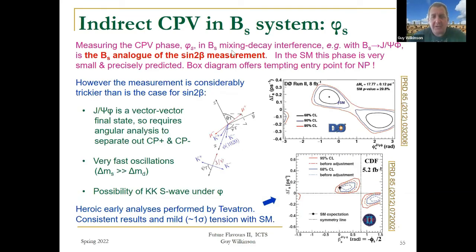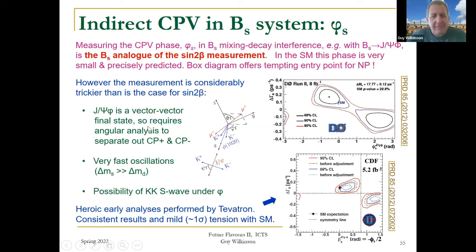And so in the first era of hadron machines, because it's only hadron machines where you can hope to see this, the first era was the Tevatron machines. So both CDF and D0 tried to measure this. Now, compared to the sine 2 beta measurement, there are experimental difficulties. We're going to look for something which is analogous to J/psi K short. The obvious thing to go for is J/psi phi.